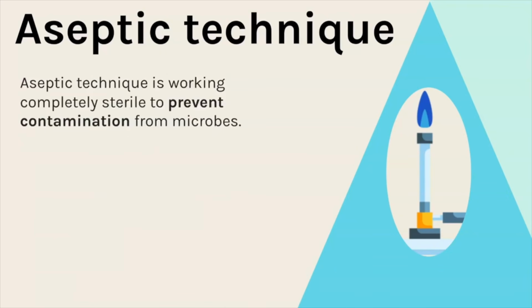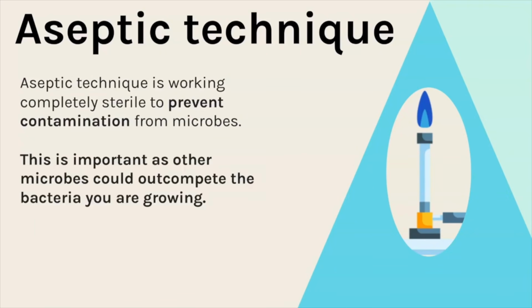So aseptic technique is working, as we said, completely sterile. And this is so important because if you do get contamination on your Petri dish, then the bacteria or maybe fungi that grow might actually outcompete the bacteria that you want to grow and examine. So it'll be competing for the available nutrients in the agar jelly, the water available in the agar jelly, and the space to grow. Or the new microbe might actually release chemicals that kill the bacteria you're growing.